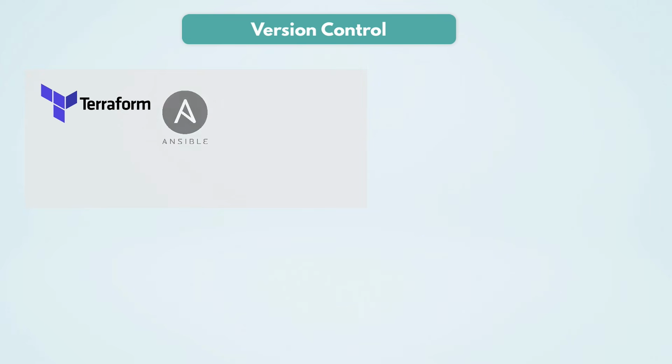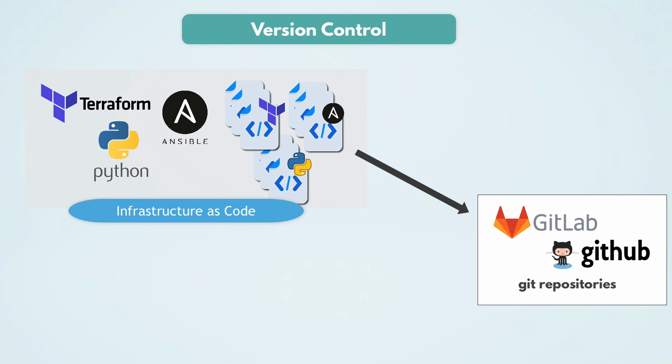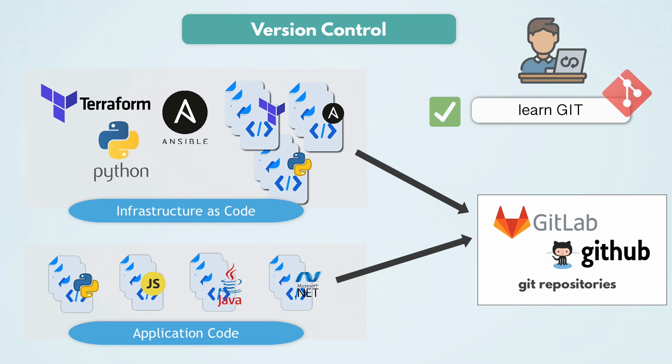Now, with these automation tools and languages, you write all of this automation logic as code, like creating, managing, configuring infrastructure. That's why the name infrastructure as code. Now, how do you manage your code? Just like the application code, you manage this also using version control like Git. So as a DevOps engineer, you also need to learn Git.